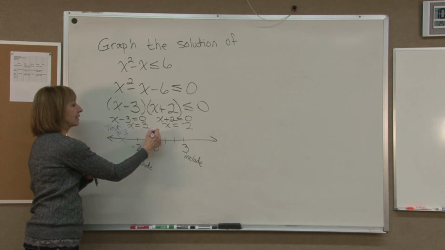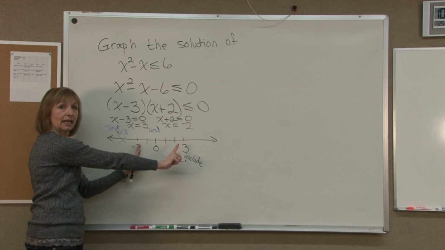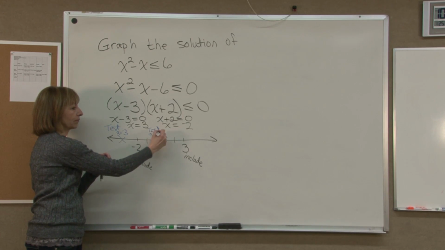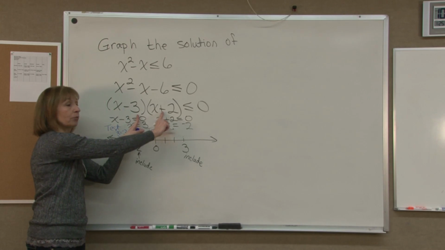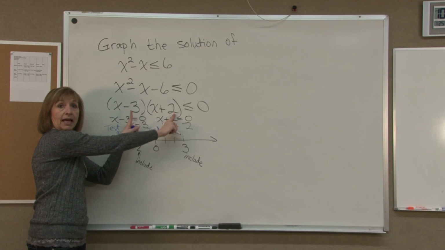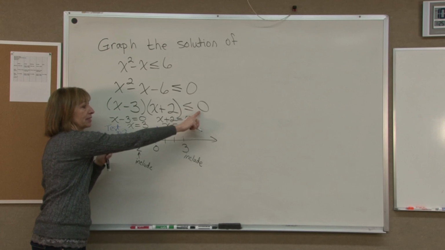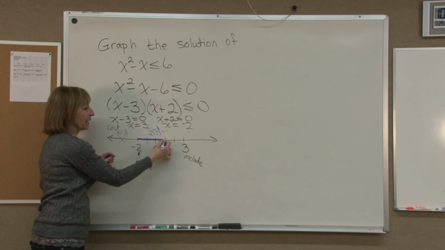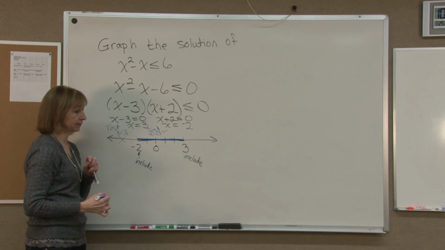Now let's test an x value that's in the next span, the values of x between -2 and 3. Let's test x equals 0. Well, 0 minus 3 is -3. 0 plus 2 is +2. And negative 3 times positive 2 is a negative 6. And negative 6 is a number that's less than or equal to 0, so that works. So every number in that span will also work. So we'll shade that to say that that looked good.